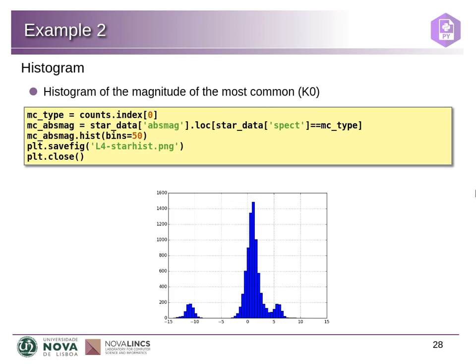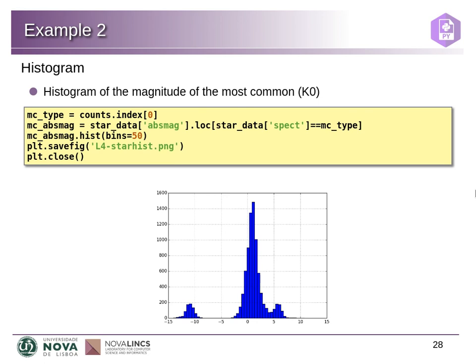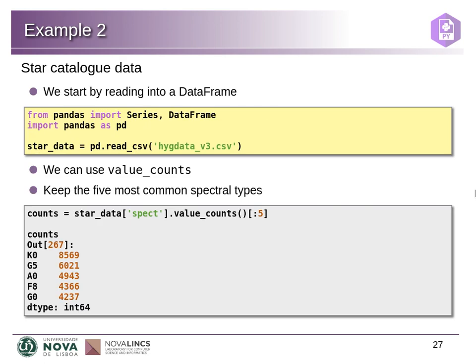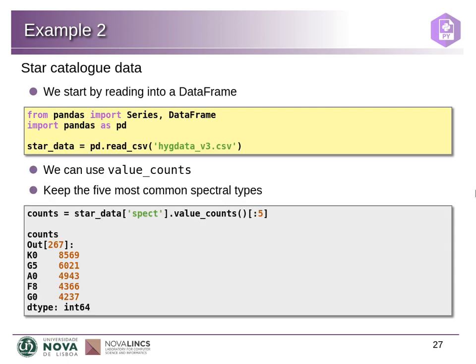And now we can do, for example, histograms by selecting one of the spectral types. For example, the first one in this series would be the most common spectral type. So I'm going to look at the index in the count series. The index has the most common spectral type in the first position, the second most common, and so forth. So if I take the first element of the index on this count series, I get this K0, which is the most common spectral type.